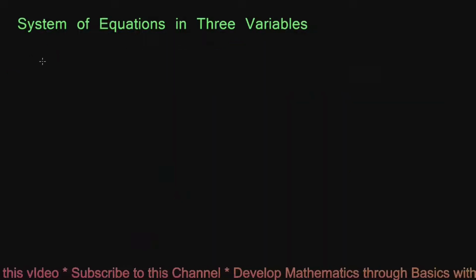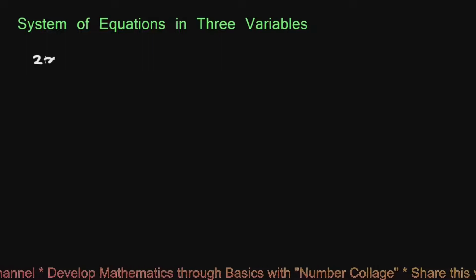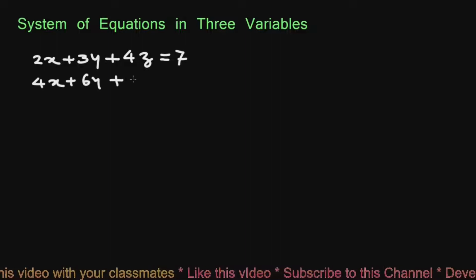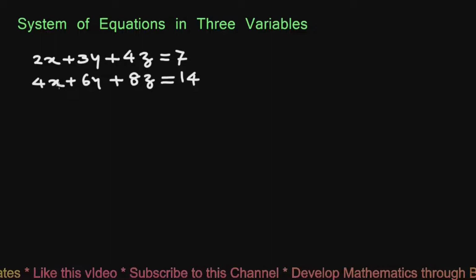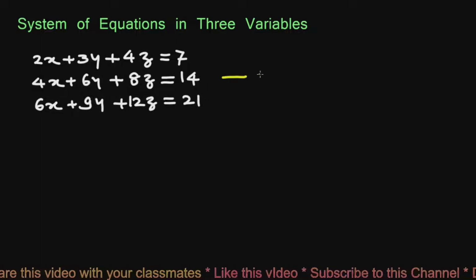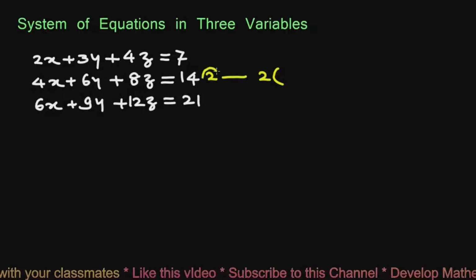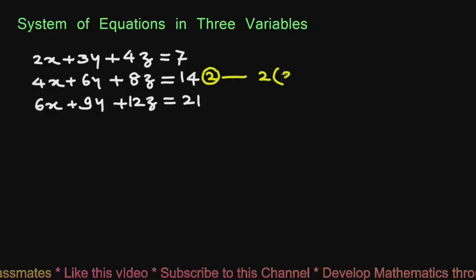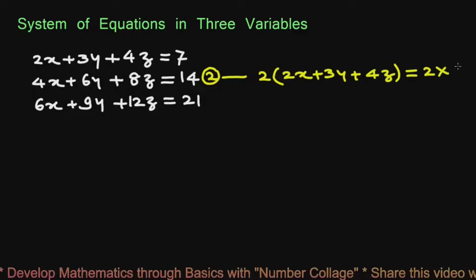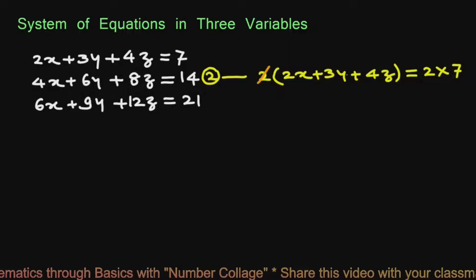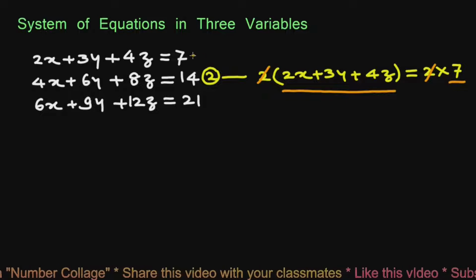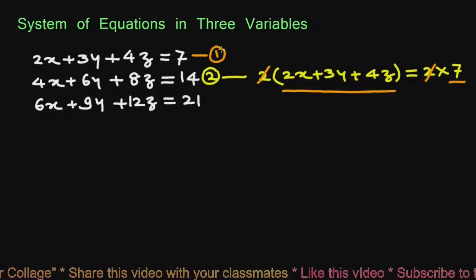Consider these three linear equations: 2x plus 3y plus 4z equals 7, 4x plus 6y plus 8z equals 14, and 6x plus 9y plus 12z equals 21. If we take 2 common from this second equation, then it becomes 2 times 2x plus 3y plus 4z equals 2 into 7. Cancelling this 2 from both sides, we get 2x plus 3y plus 4z equals 7, which is same as the first equation.